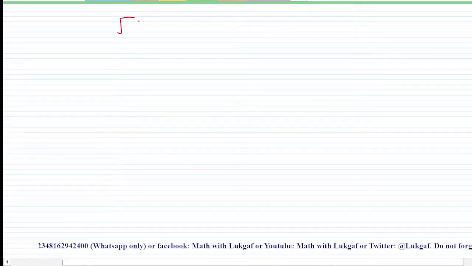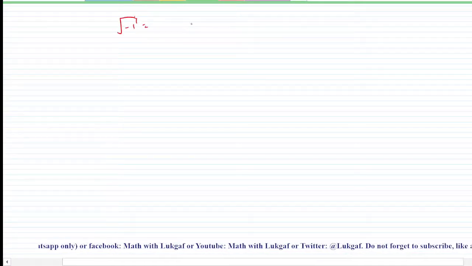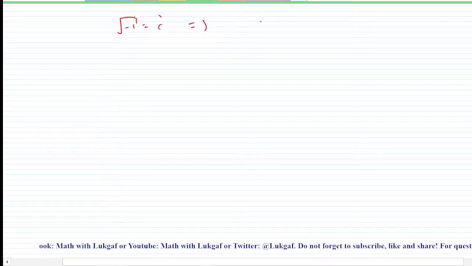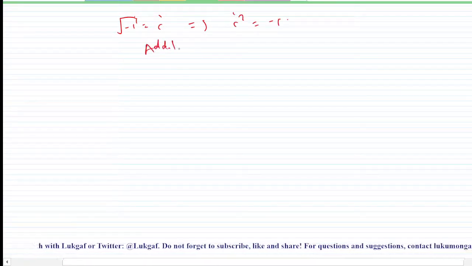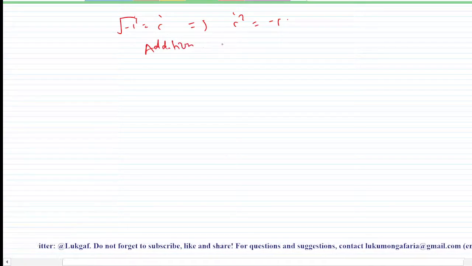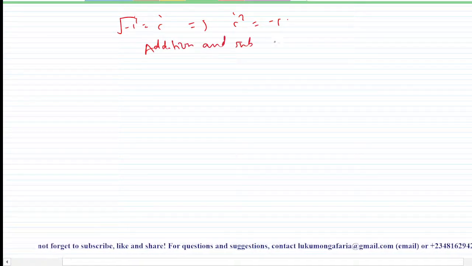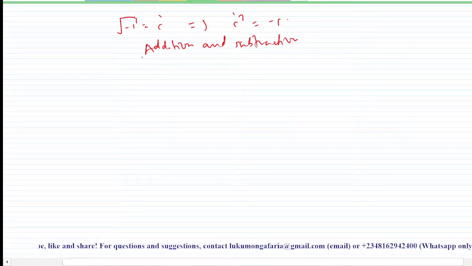In the previous video, I explained what a complex number means. In fact, I told you that the square root of -1 is the same thing as i, which implies that i squared is equal to -1. But today I'm going to teach you how to add and subtract complex numbers.